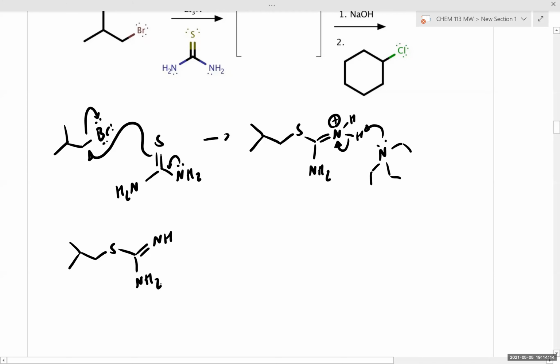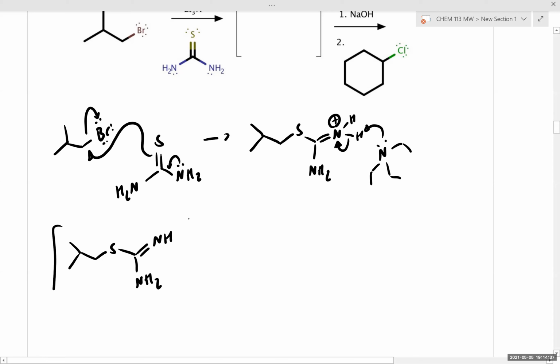Does this mechanism make sense to everyone so far? Does everyone see how we get the product from this first step? We've talked about the thiourea previously in, I believe, the chapter 18 note set for the thiourea method to prepare asymmetrical sulfides.